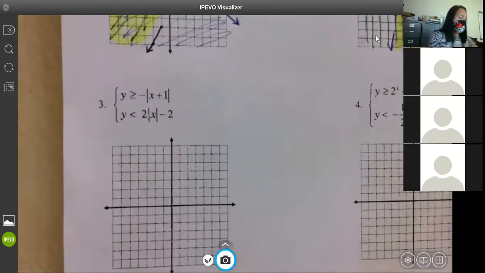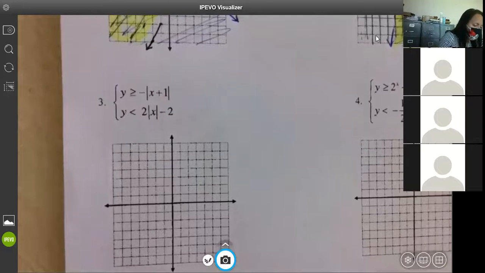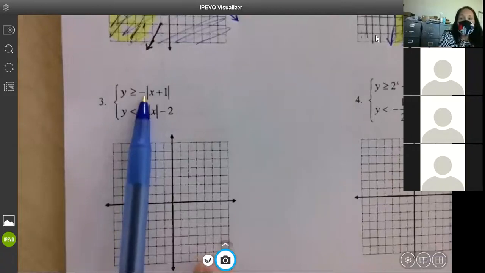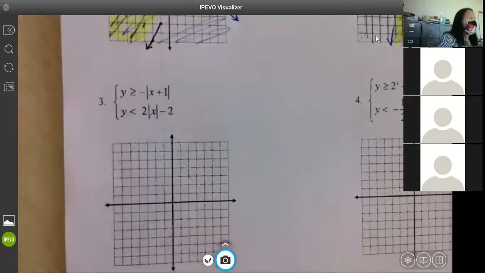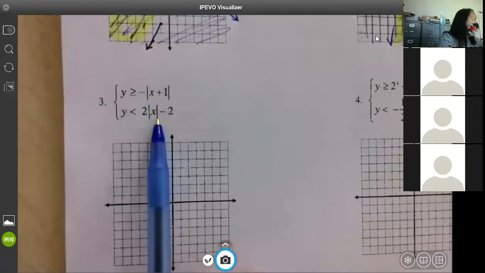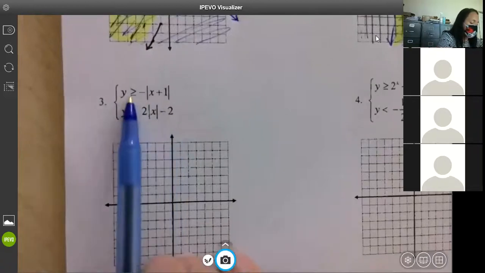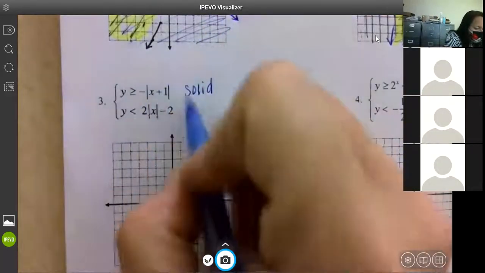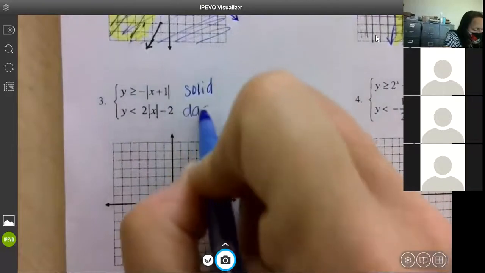Absolute value is what shape? A V. What about this one? It's upside down. Is everybody good? Yeah. It's upside down. So this one will be like a mountain, and this one will be an actual V shape. Okay. Is this one solid or dashed? Solid. What about the second one? Dashed.